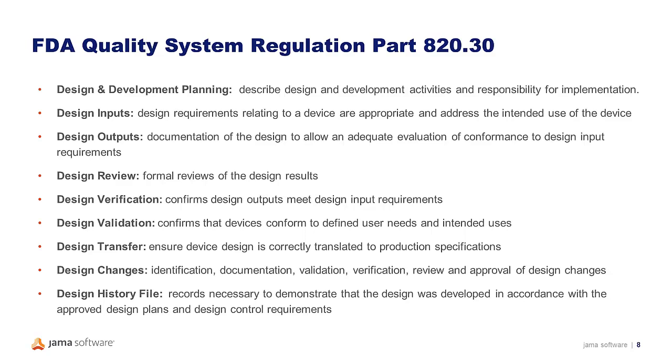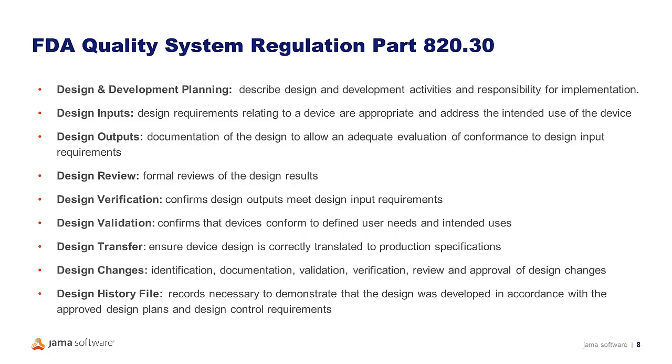So design controls is made up of several elements. There is design and development planning, design inputs, design outputs, design review, design verification, design validation, design transfer, design changes, and design history file. Now, most of this, even though requirements really falls under design inputs, and that's what everybody understands by design inputs, most of these items relate to requirements in one way or another.